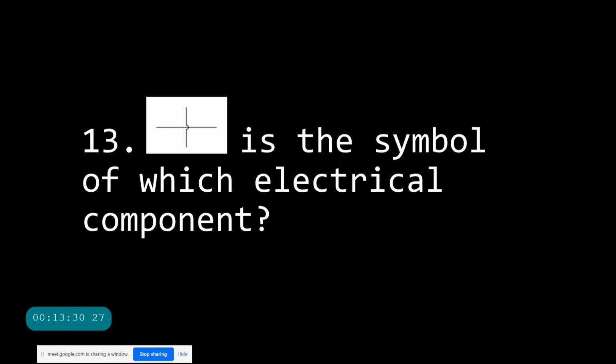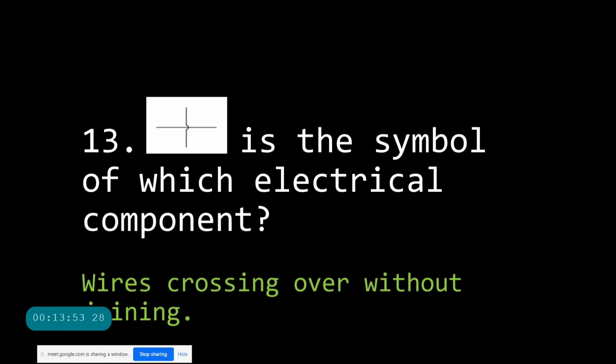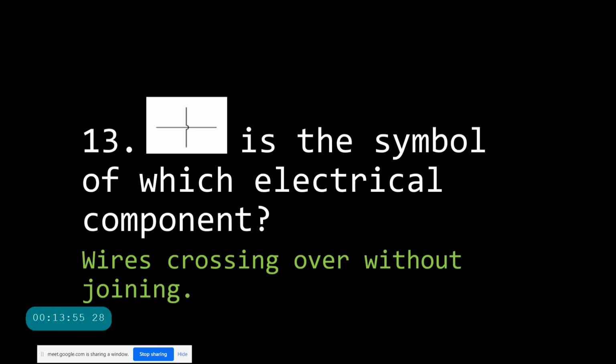And which is this symbol? Can you see it clearly? I have zoomed it as much as possible, but can you see it clearly? Which symbol is this? We saw the joint wire. Another wire symbol was there. What was that? Without joining, crossing of wires. Yes, wires crossing over without joining.